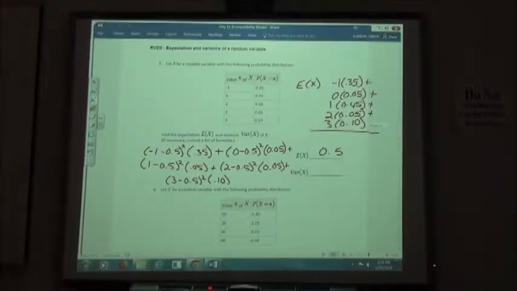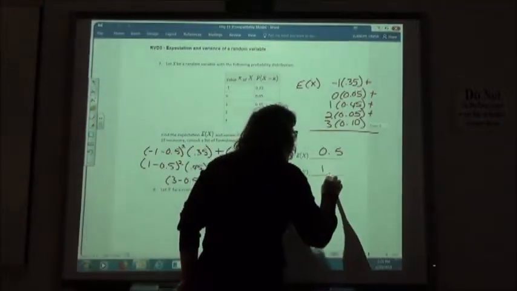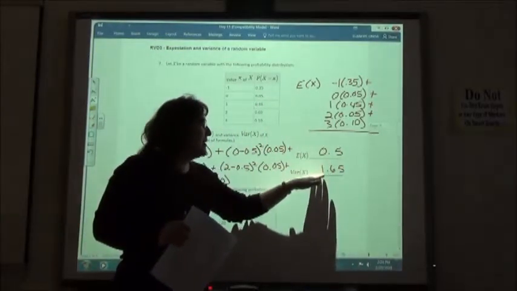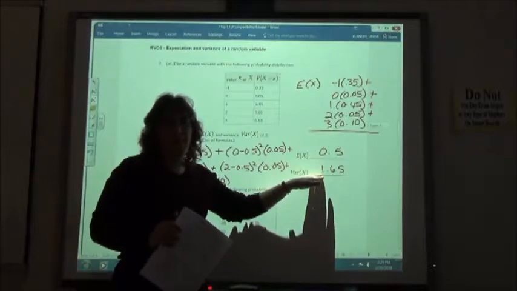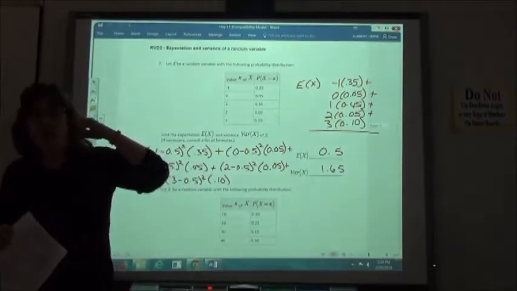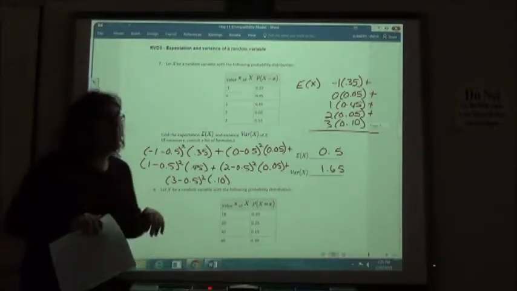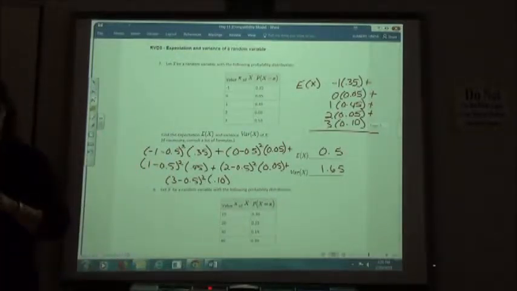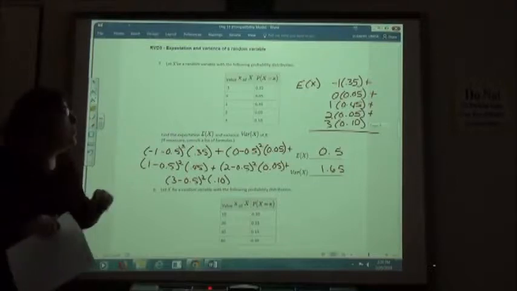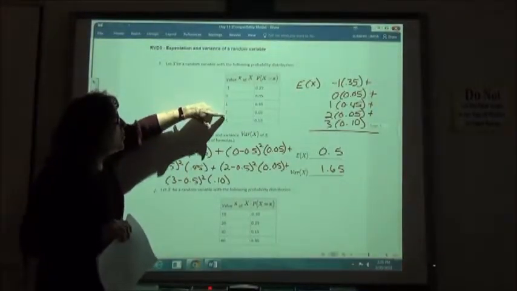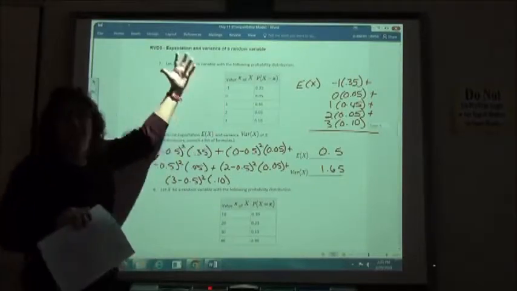1.65. 1.65, that's what I came up with. What that number really means, and it really doesn't make a whole lot of sense until you take the square root of that number. If you take the square root of 1.65, go ahead and do that for me. Not that you need it for this answer, but just to explain what's going on. Square root of 1.65 is about what? 1.2. 1.2.